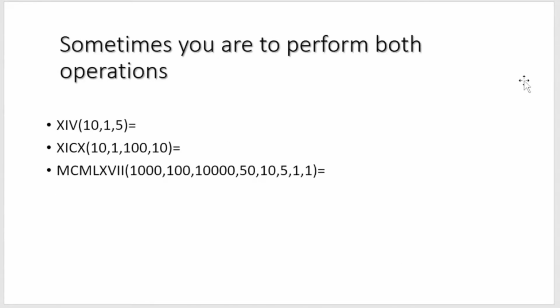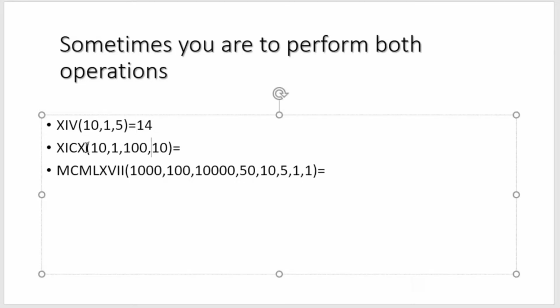Sometimes you need to perform both operations. For example, look at this Roman number, XIV. X means 10, I means 1, and V means 5. I've written this in brackets. 10 is greater than 1, but 1 is smaller than 5, so you need to perform 2 operations in this Roman number. I suggest you start from the right-hand side and move towards the left. We take 2 numbers at a time, perform the operation, and then move on to the next one. 1 is at the left-hand side of 5, so 5 minus 1 is the operation here. 5 minus 1 is 4, and then 10 is greater than 4, and the smaller number is at the right-hand side, so we add them. 10 plus 4 is equal to 14.